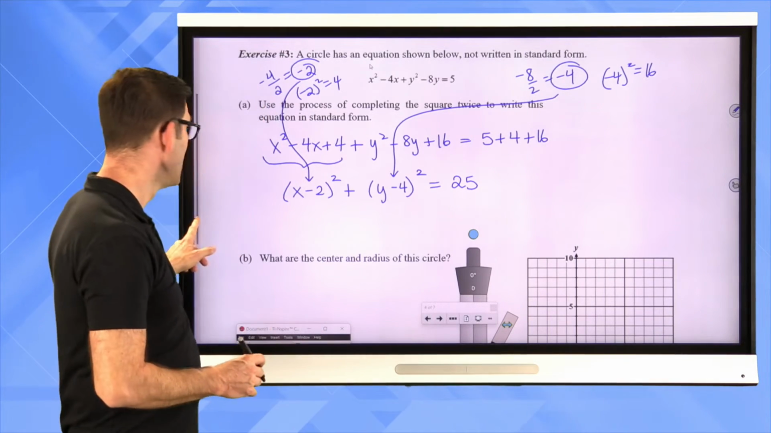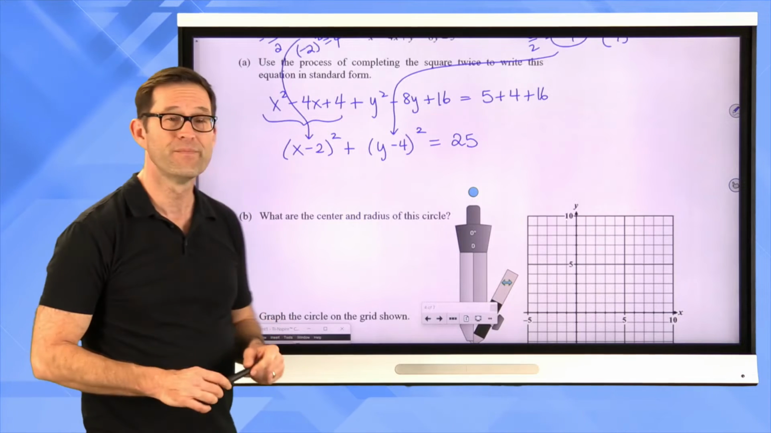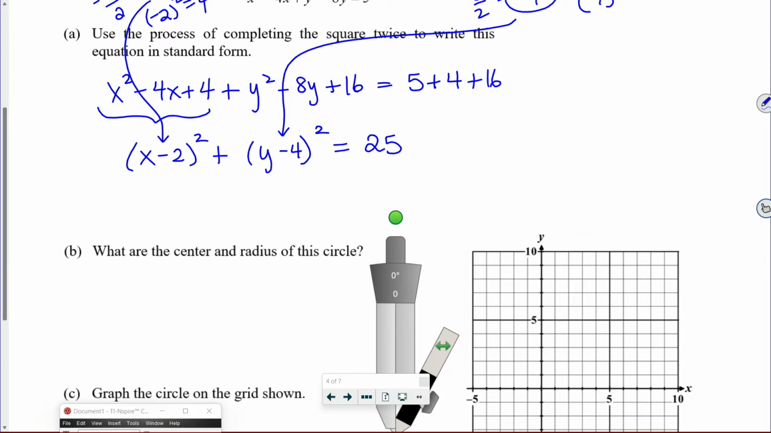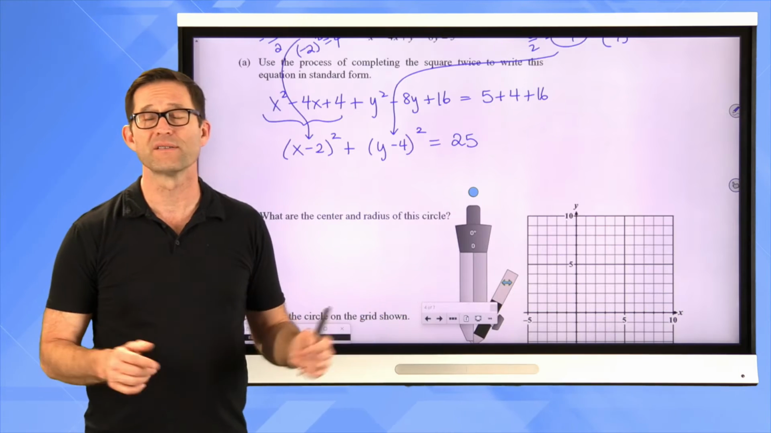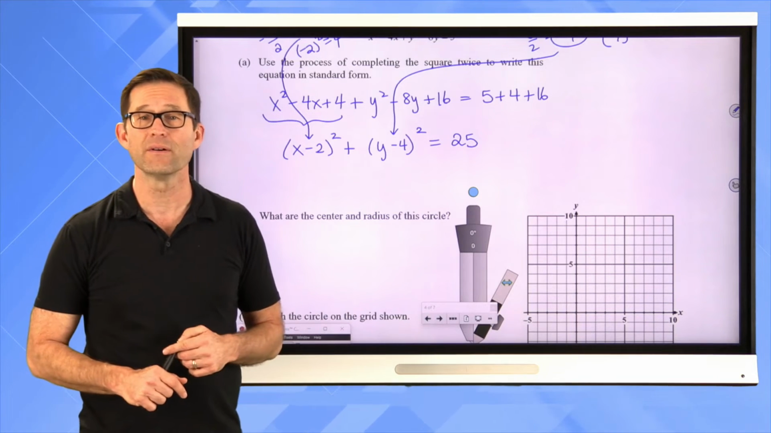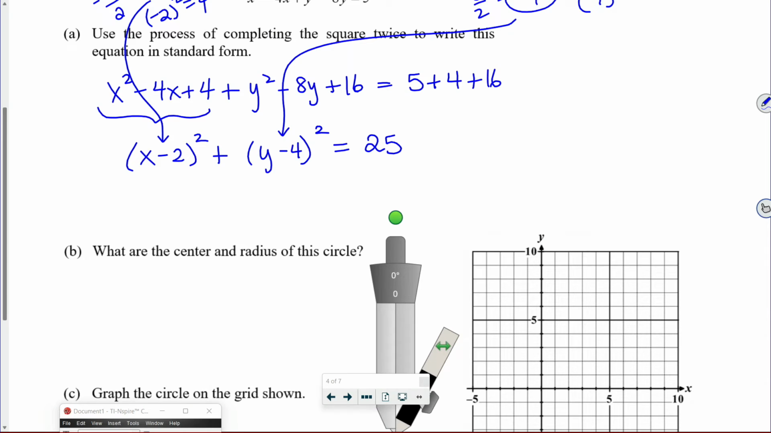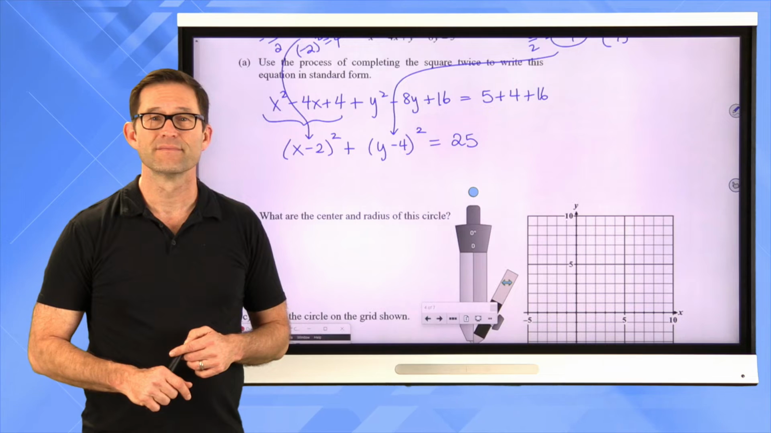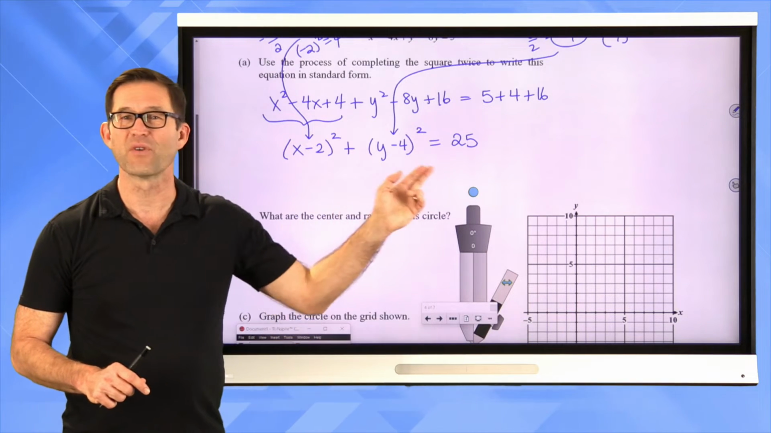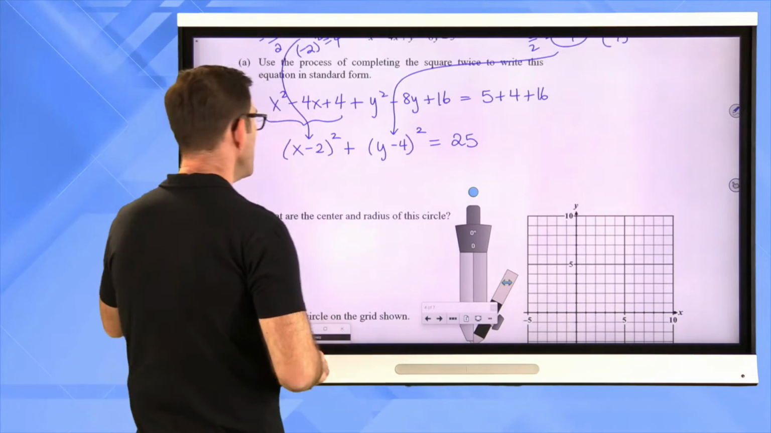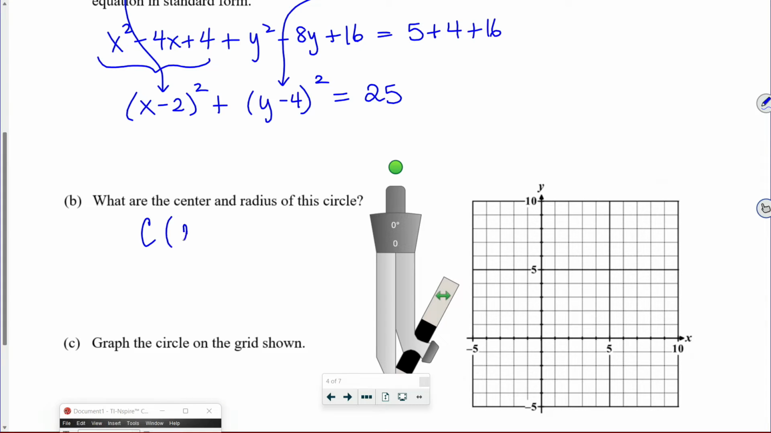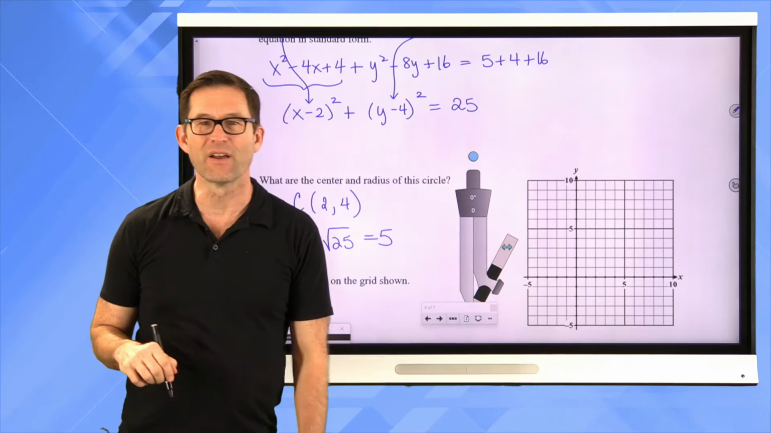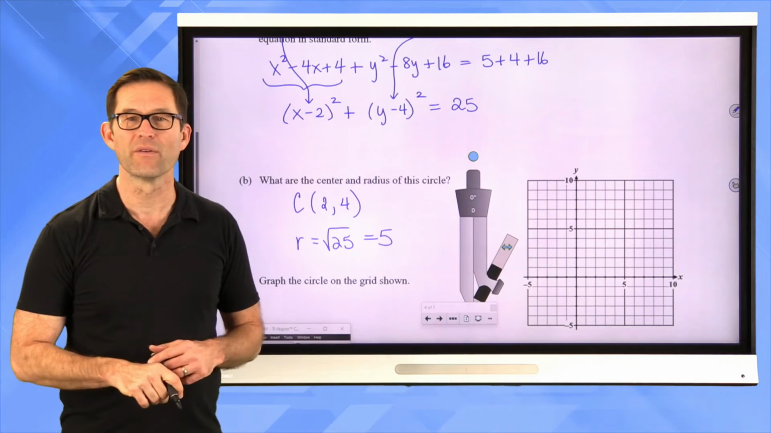And in fact, let's do that in letter B. What are the center and the radius of this circle? All right, why don't you pause the video right now and go ahead and write those down. All right, real nice, because I've got subtraction in both of them. So my center is going to be at 2, 4. My radius will be the square root of 25, which is equal to 5. So there we are. Center at 2, 4, radius equal to 5.